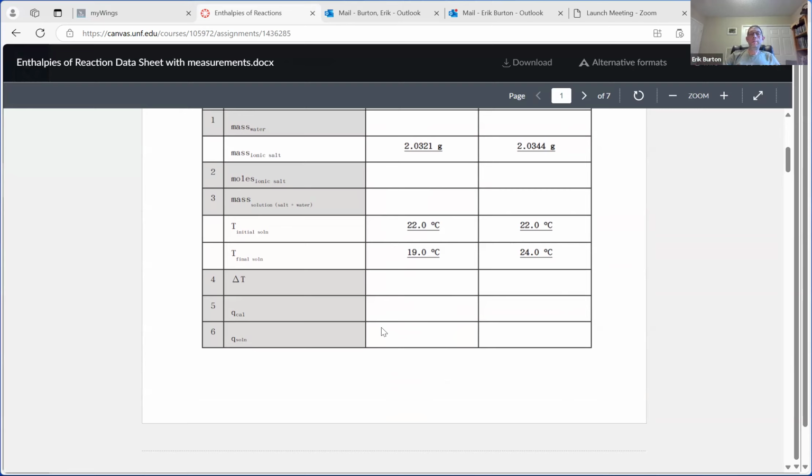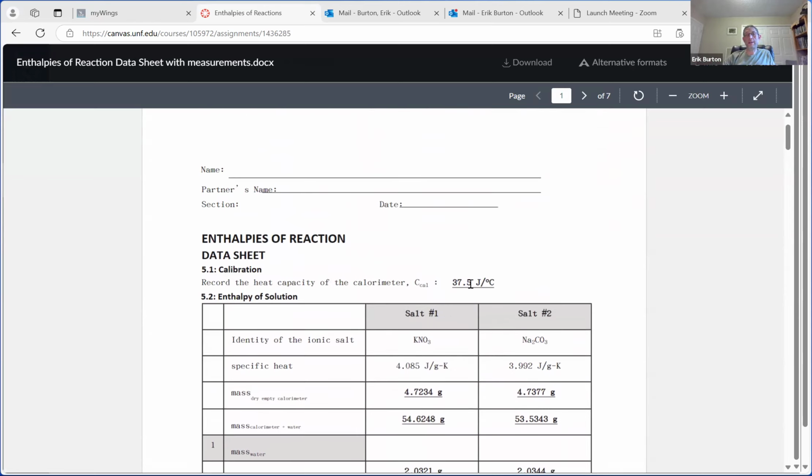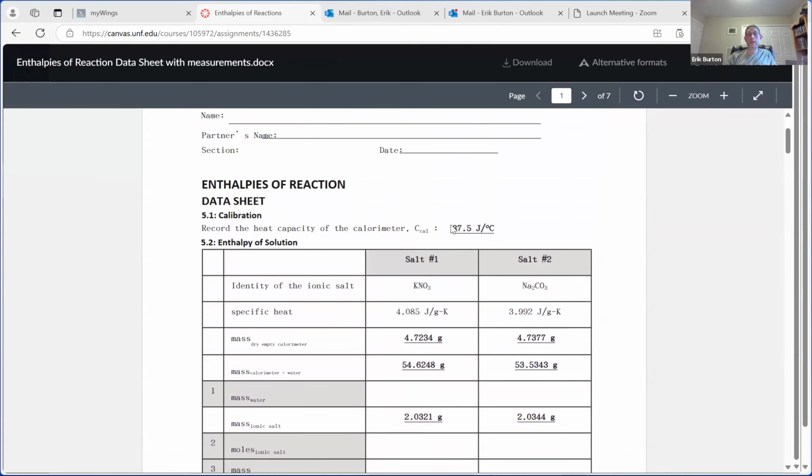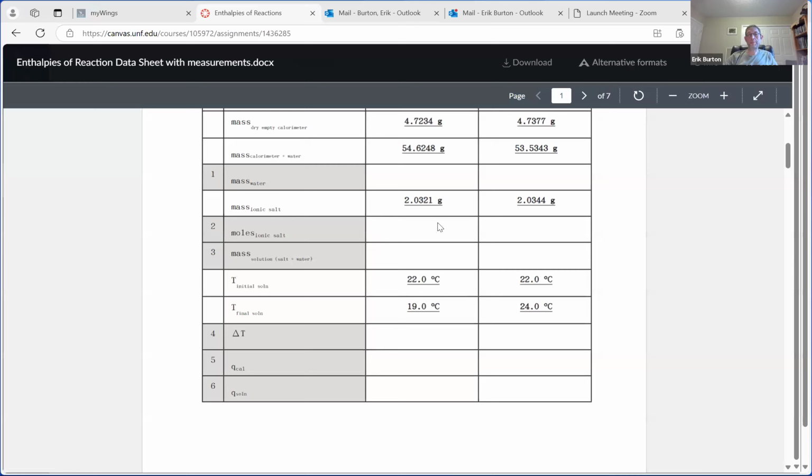And Q of the calorimeter. How do we get that? Well, we go back to that page that I said had all the formulas on it, page 215. And we find equation 13 says Q of the calorimeter is equal to C of the calorimeter, which was the 37.5, times delta T. So whatever your delta T was, and if it's negative, you keep it negative, you just multiply that by the C of the calorimeter, 37.5, and that gives you Q of the calorimeter.